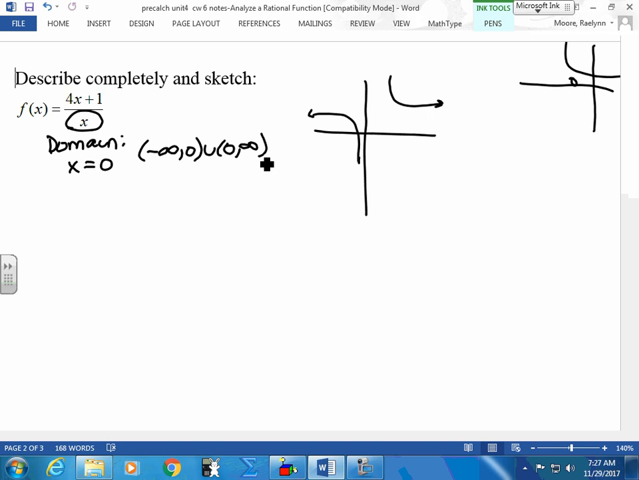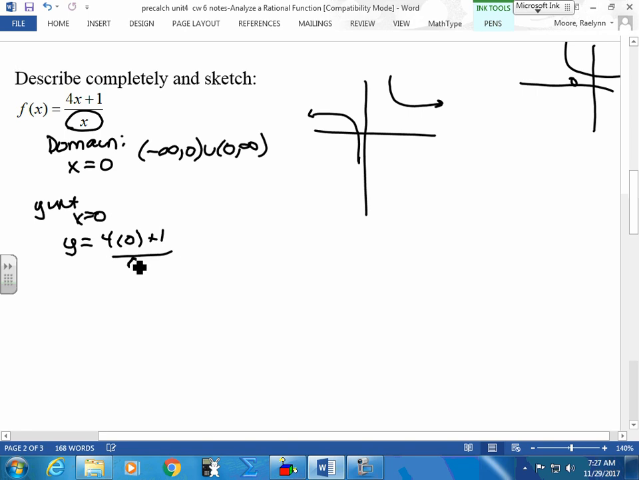Your y-intercept, easy guy. X is equal to 0. So if we put a 0 in for x, can we do this? Can we divide by 0? So do we have a y-intercept? And did you see your graph touch your y-intercept? Nope, that's where your asymptote was. No y-intercept.